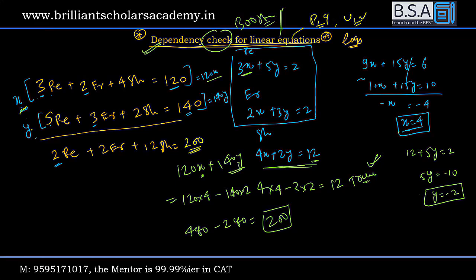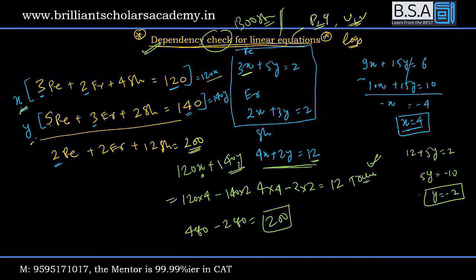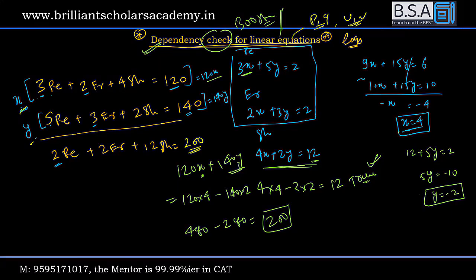I have multiplied x and y. In books, they multiply either PQ or they multiply UV. Approach is same. Basically, what have you done? Rather than finding the price of a single pencil, single eraser, single sharpener, you have manipulated coefficients. You are basically trying to match these coefficients. Why is it called dependency check? Because the last equation has to match.